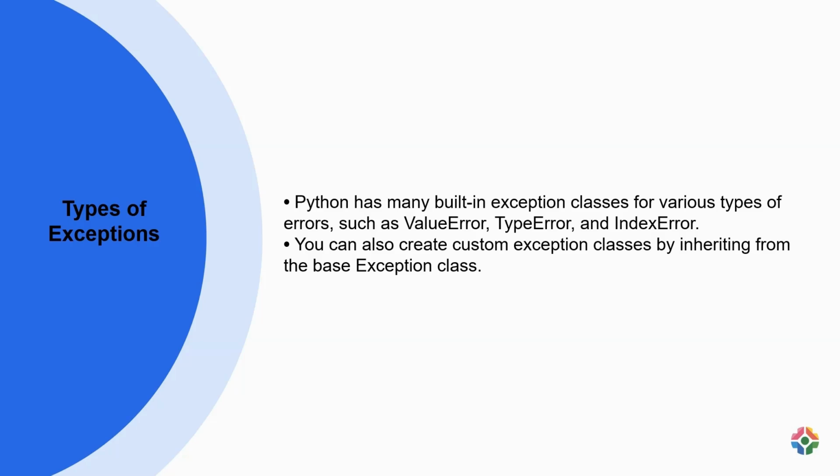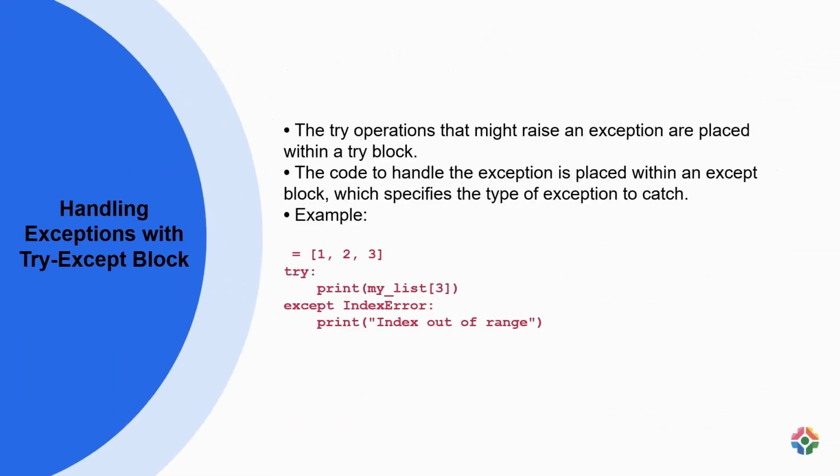In Python, try-except blocks handle exceptions. Within the try block, operations that could produce exceptions are enclosed. The except block following the try block contains the code to manage specific exceptions caught. The exception type is mentioned in the except block to specify which type of exception to capture.